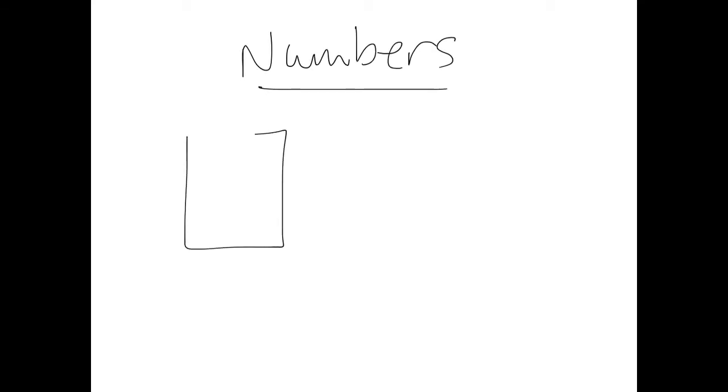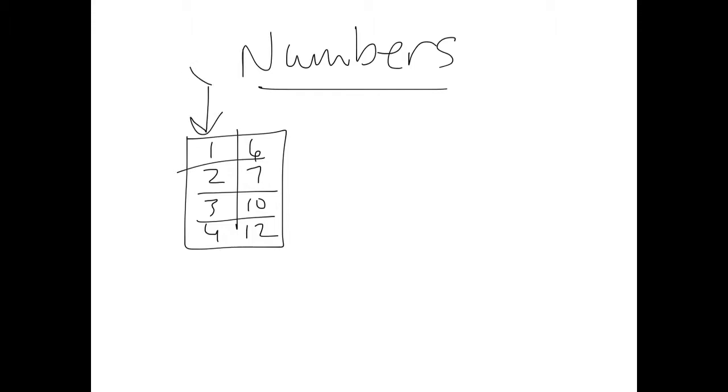like for example a table of values, 1, 2, 3, 4 and 6, 7, 10, 12, we told you to look at the X column only, and you're looking to make sure there are no repeaters in the X column that go with different Y values. So 1 goes with 6, 2 goes with 7, 3 goes with 10, 4 goes with 12. So yes, this is a function.